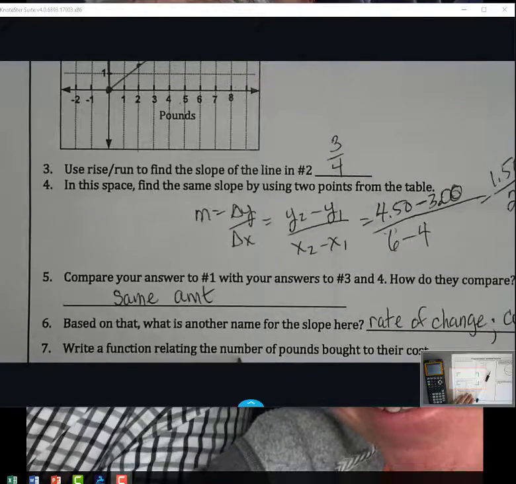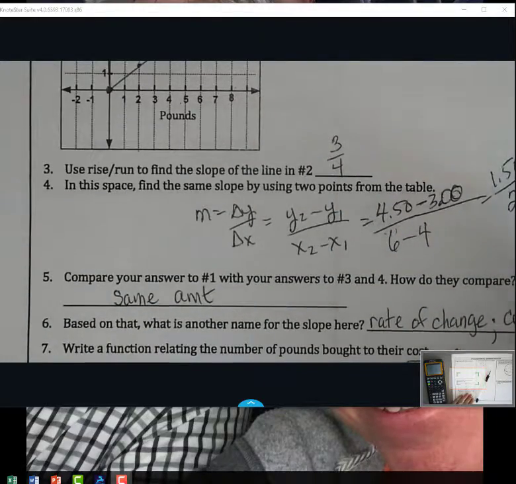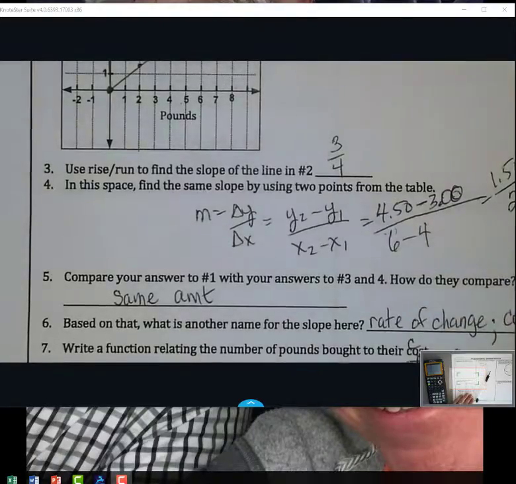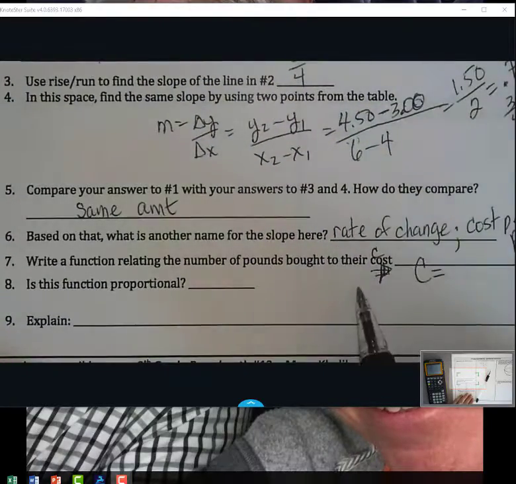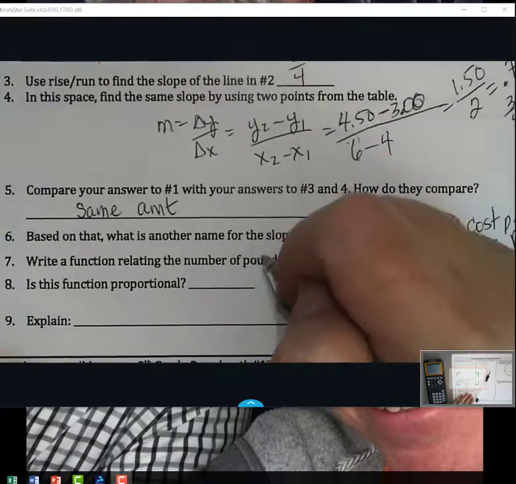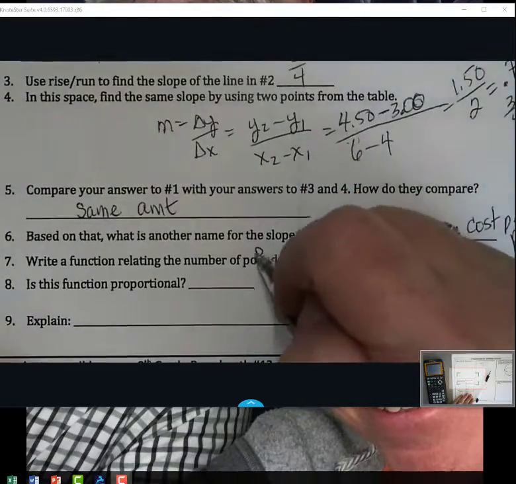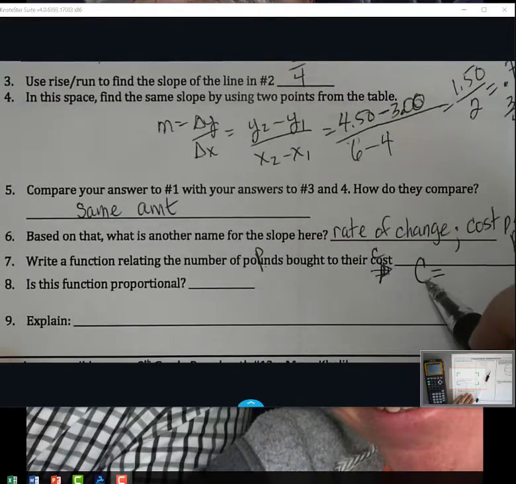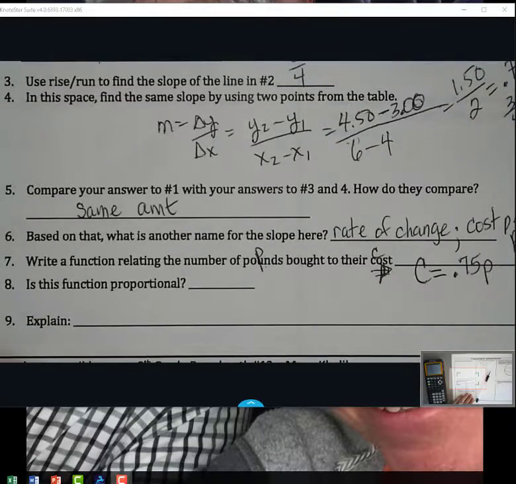Write a function relating the number of pounds to their cost. The cost is equal to, right, so I'm using C for cost, and for pounds, I'll use P, it doesn't matter. Okay, so the cost is equal to 0.75 times the number of pounds.